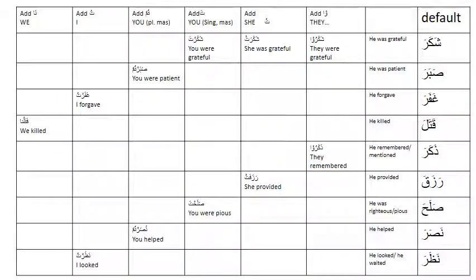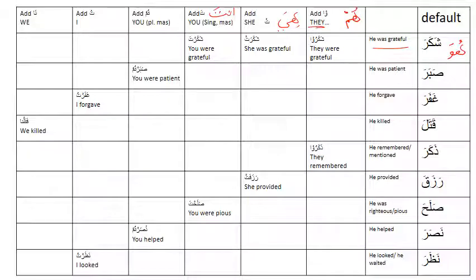Over here, I have done a few of them for you. Shakara means he was grateful, because remember shakara, it's the default version, it corresponds to huwa. So if you say huwa shakara, he was grateful. The waw corresponds to whom? They, masculine plural. Shakaru, they were grateful. Shakarat corresponds to hiya: hiya shakarat, she was grateful. Shakarta corresponds to anta, you were grateful.